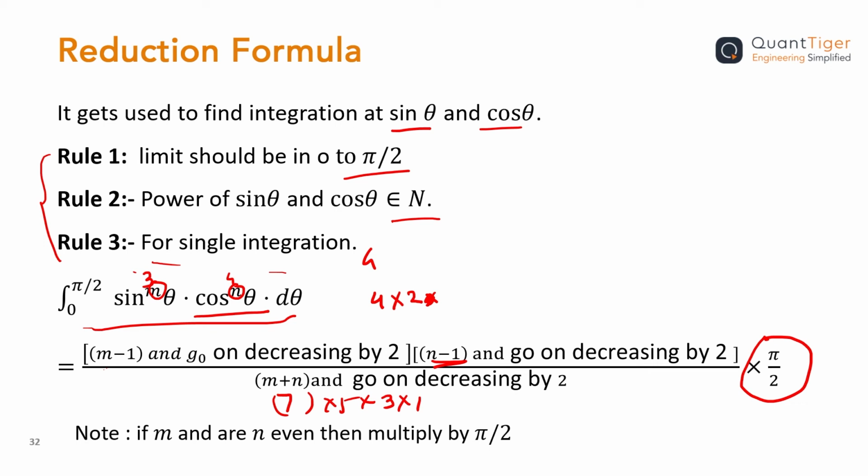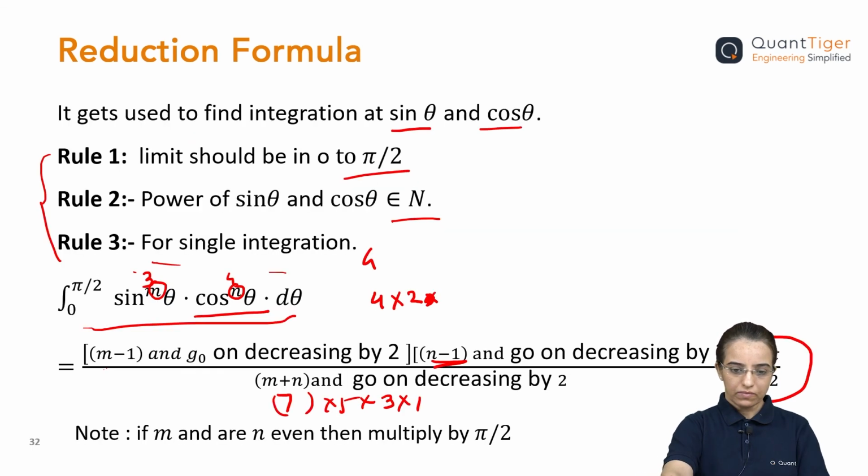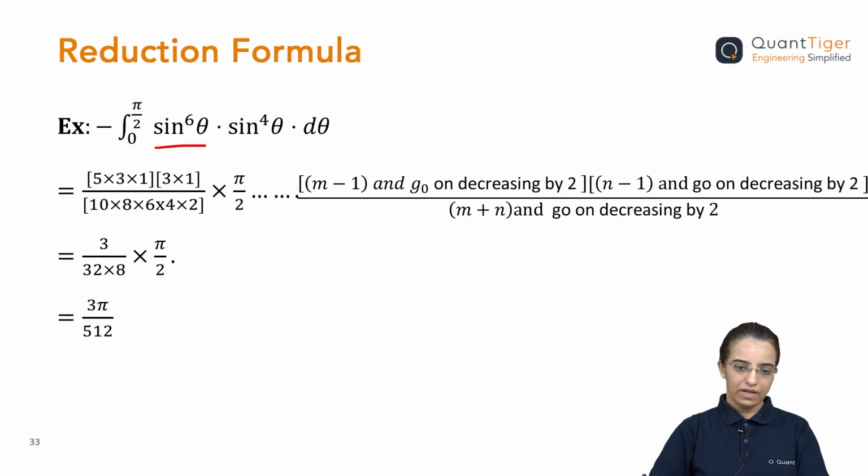So let's take one simple example where it will be much clearer to you. बहुत simple example लिया है मैंने, sin 6 theta into cos 4 theta, यहाँ पे cos लिखेंगे हम, cos 4 theta. तो then by using the reduction formula, how we can do it: पहले तो m minus आ जाएगा, यहाँ पे पहले m जो है वो 6 है, n जो है वो 4 है.